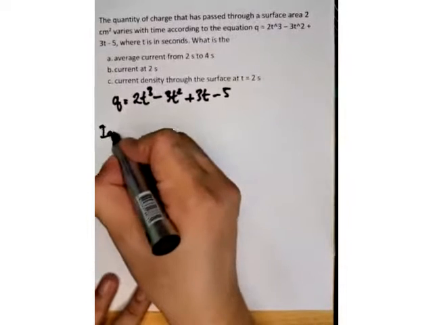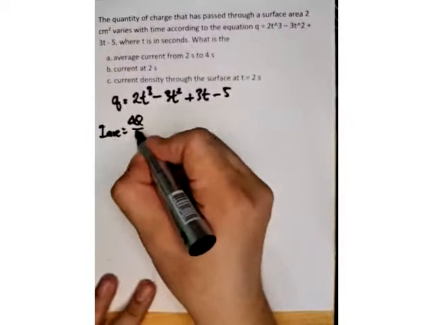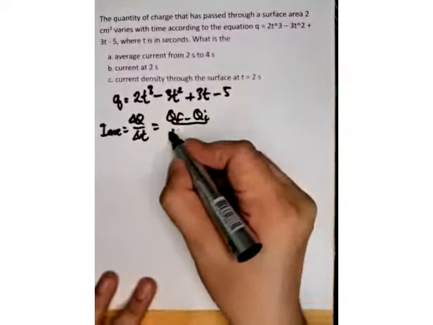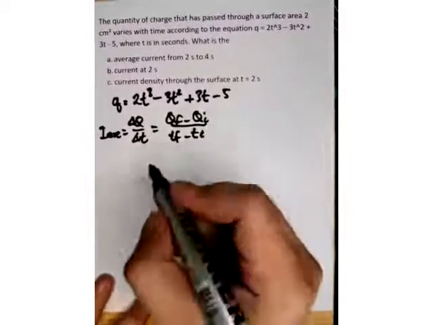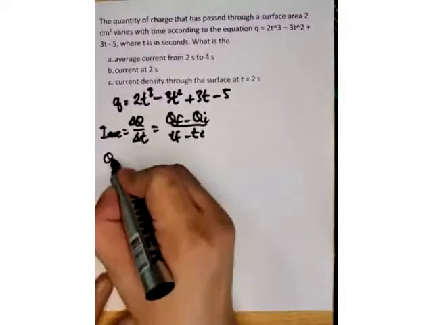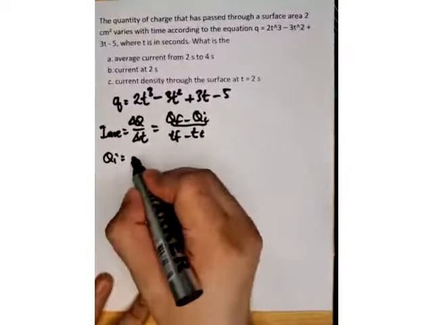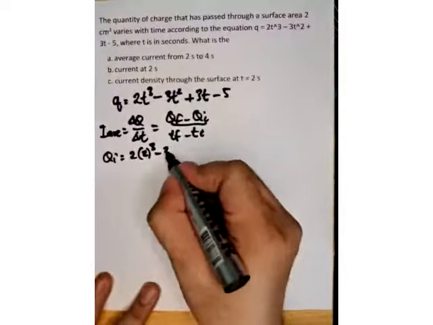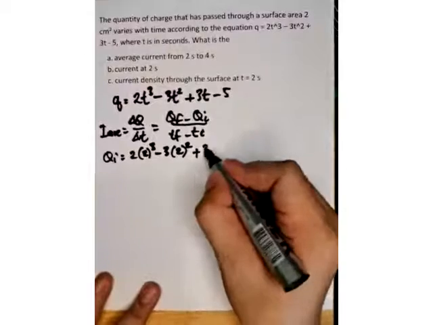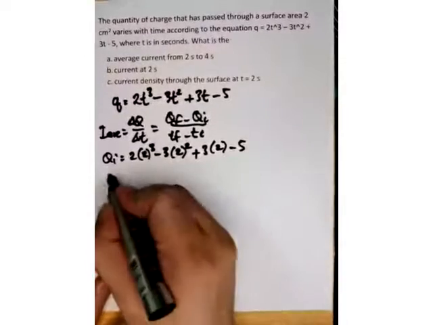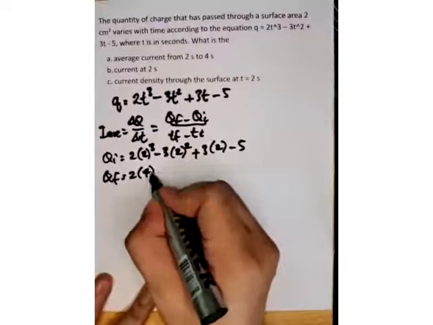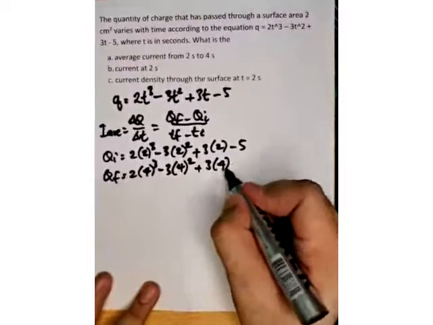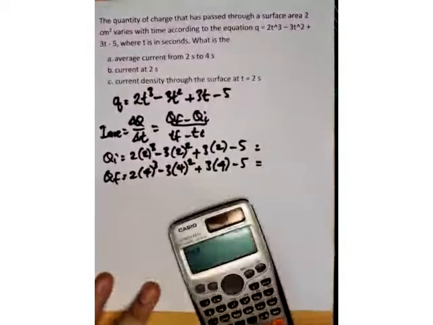So average current is equal to delta Q over delta T. So that's equal to Q final minus Q initial over T final minus T initial. Ayan. Pero ano yung ating Q initial? So Q initial is equal to 2 times, ang initial natin ay 2 cubed, minus 3 times 2 squared plus 3 times 2 minus 5. At yung Q final natin ay 2 times 4 cubed minus 3 times 4 squared plus 3 times 4 minus 5.